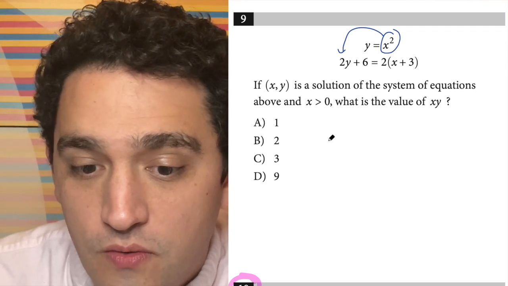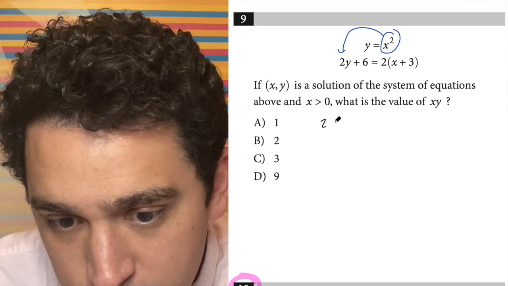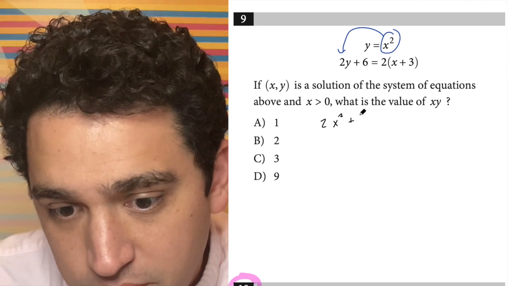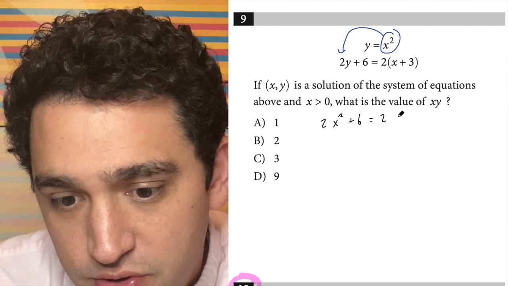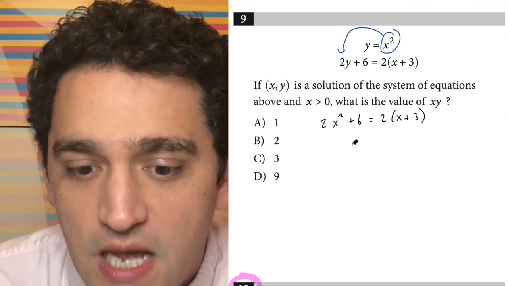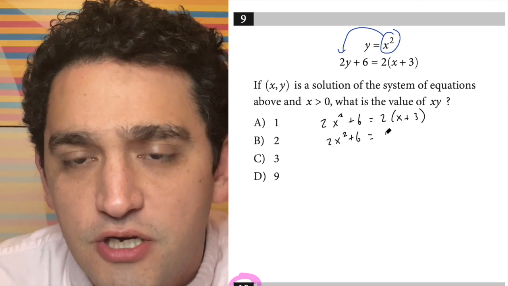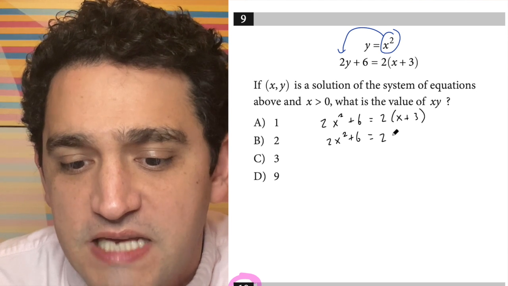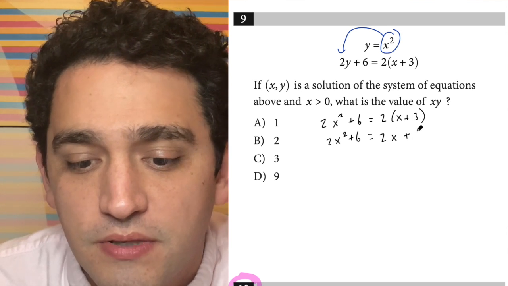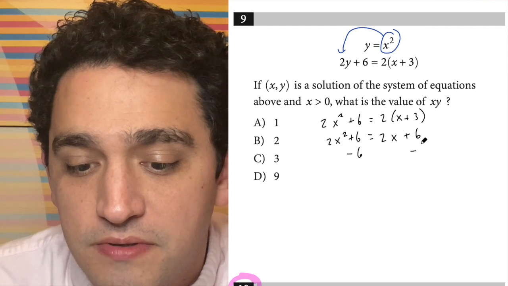So we just rewrite the second equation with x squared in for y. 2 times x squared plus 6 equals 2 times x plus 3. Let's go through every step. Rewrite the left side here and distribute the right side. 2 times x plus 3 is 2x plus 6. We can subtract 6 from both sides.